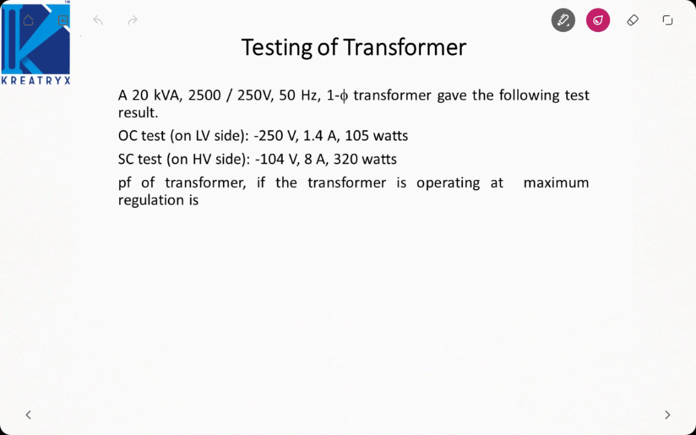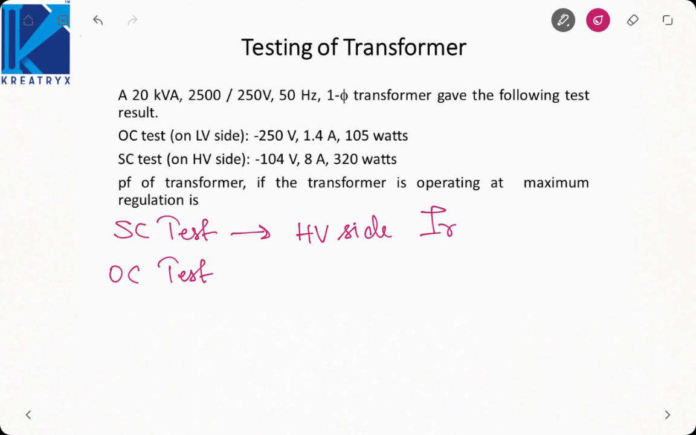The next concept is testing of a transformer. So there are two types of tests. One is the short circuit test. Other one is the open circuit test. In short circuit test, it will always be conducted on the HV side. Why? Because rated current is small. Open circuit test is conducted on LV side. Why? Because the rated voltage is less. So open circuit test is conducted at rated voltage and the short circuit test at rated current.